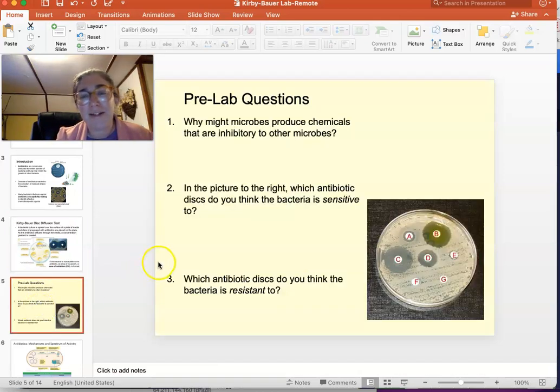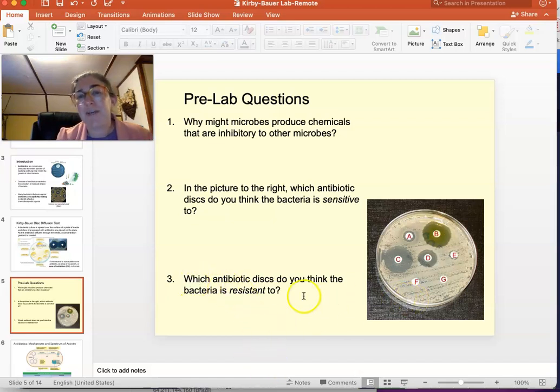So quick concept check with these pre-lab questions. Why might microbes produce chemicals that are inhibitory to other microbes? Why is that? Why would they do that? And then in this picture on the right, which antibiotic discs do you think the bacteria is sensitive to? All right, and also note that it's the bacteria that is sensitive to the antibiotic. Right? The antibiotic is not sensitive to the bacteria. The bacteria is sensitive to the antibiotic, and that wording is important.